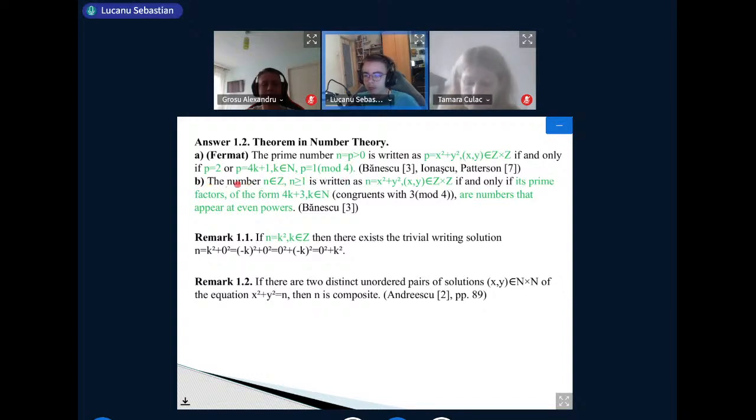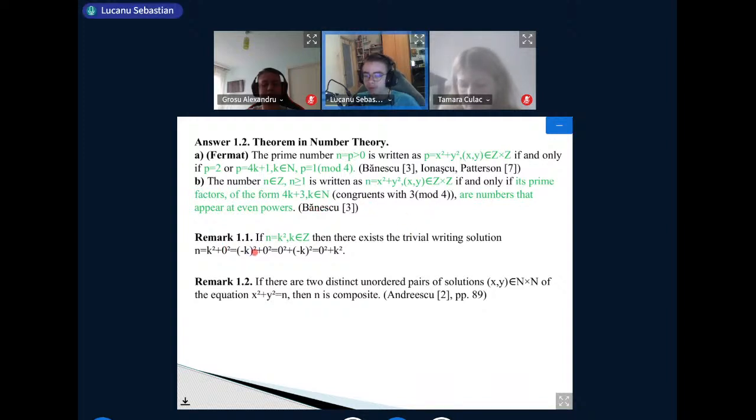And b, the number n, which is an integer with n bigger than or equal to 1, is written as n equals x squared plus y squared with x and y both integers if and only if its prime factors of the form 4k plus 3, with k a positive integer, appear at even powers.